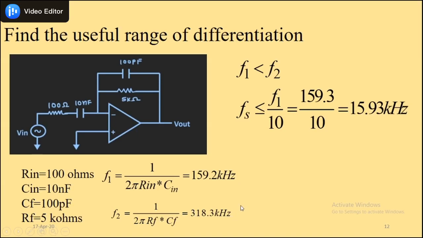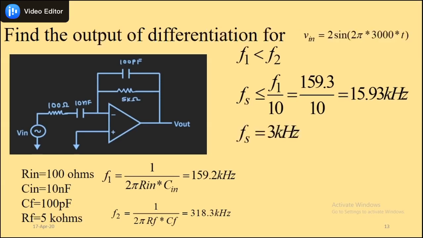By the basic definition, the upper cutoff frequency for us is F1. Which one is minimum? 159.2 is surely the minimum among 318 and 159. So we'll go for 159.2 kilohertz. The signal frequency Fs should be less than F1 by 10, which is 15.93 kilohertz. So your input signal frequency should always be less than 15.93 kilohertz for accurate differentiation.